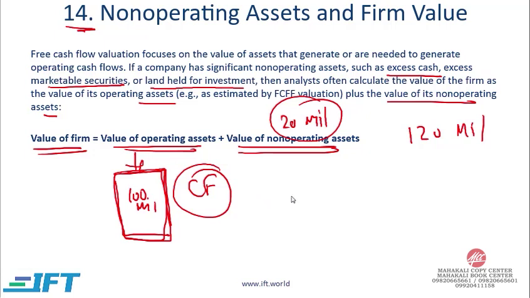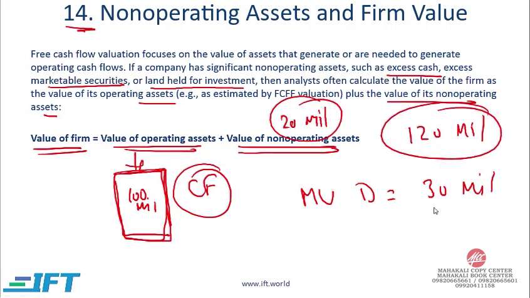Now, let's also say that the market value of debt is 30 million. Then what is the value of equity? The value of equity would then be the total value of the firm minus the market value of debt, which is 90 million.